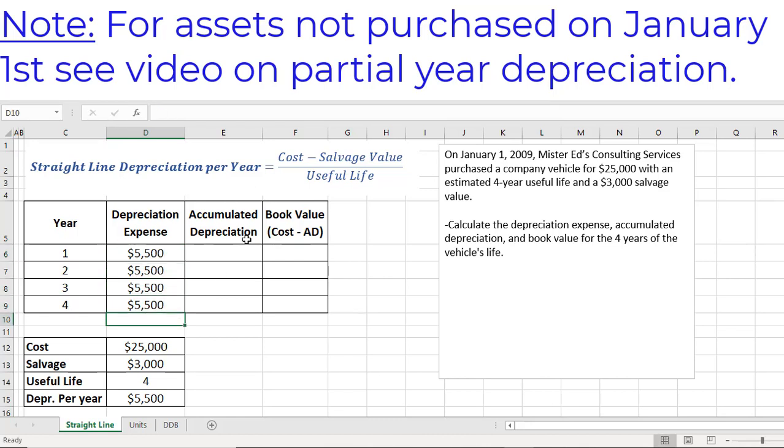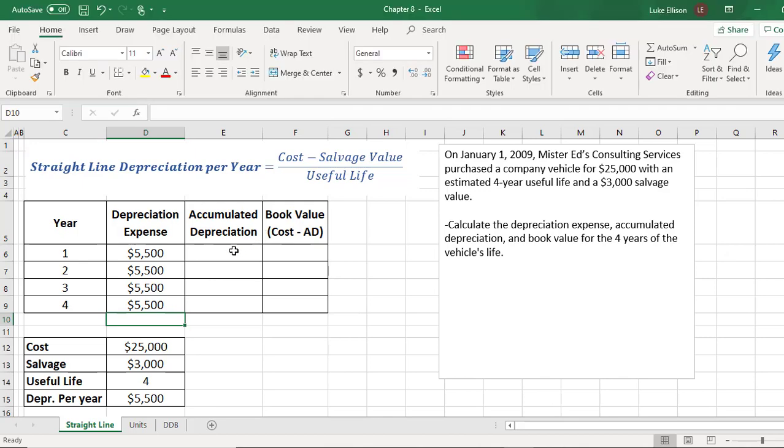Now the next column, the accumulated depreciation, just adds up each of the depreciation expenses up until that particular year. So in the first year, it's just going to be the $5,500. And in the second year, it's going to be the total of the first 2 years depreciation expense. So that's going to be $11,000. And then we're going to add the third year's, which is another $5,500. So that's going to be $16,500. And then we can add the last one, which is going to bring us to $22,000.